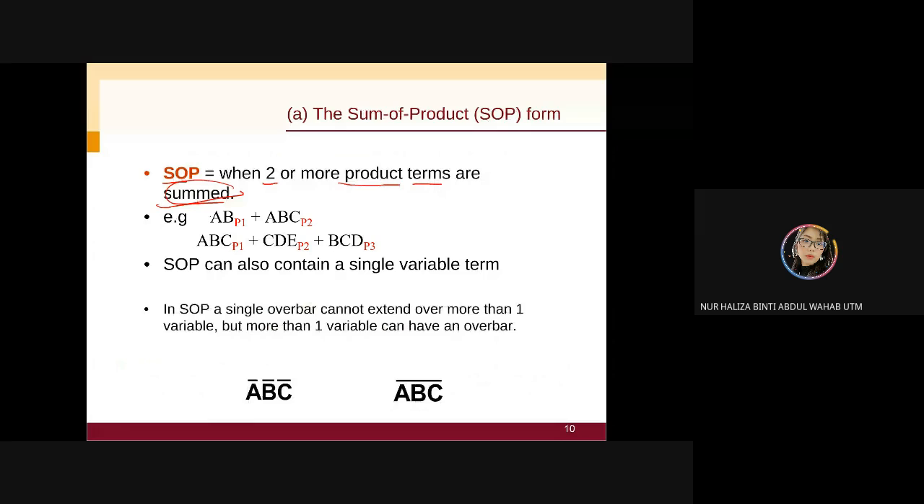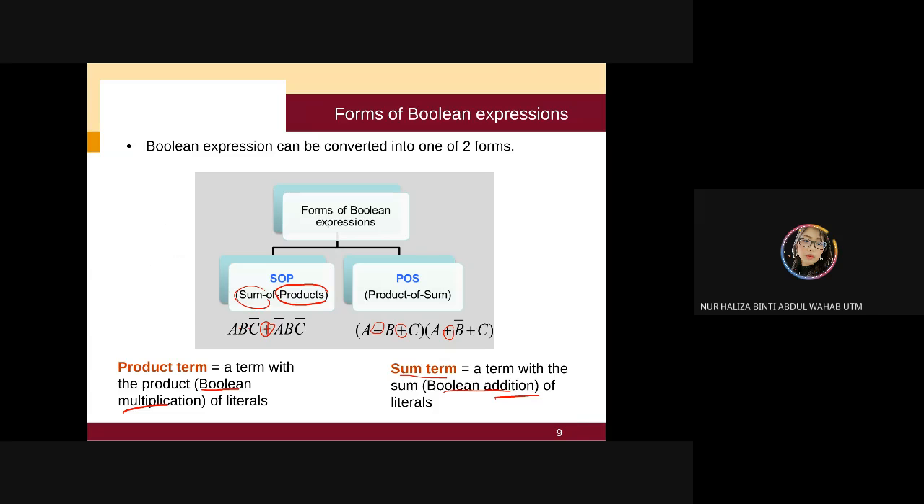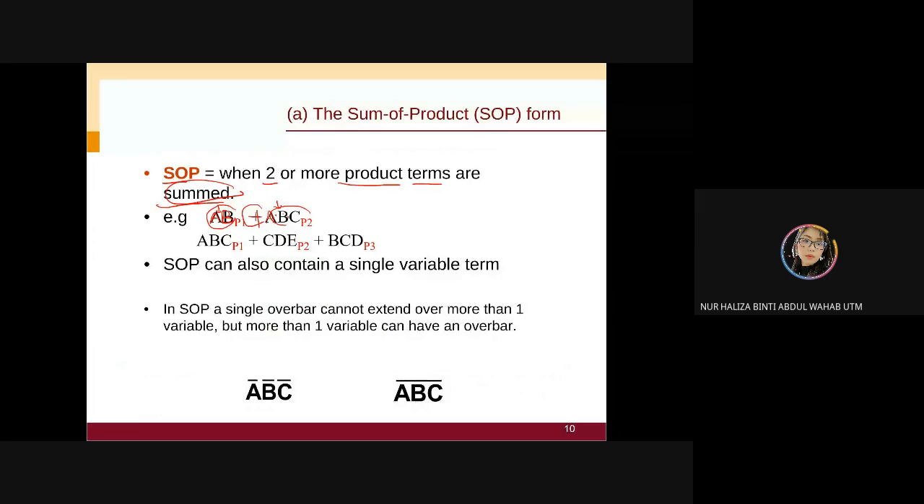You're going to see you have A, B, which is multiplication. This is your product. Plus, which is sum with another product, which is A dot B dot C. This is a product because it's a Boolean multiplication. Another example, if here you have three products, you have A dot B dot C plus C dot D dot E plus B dot C dot D.